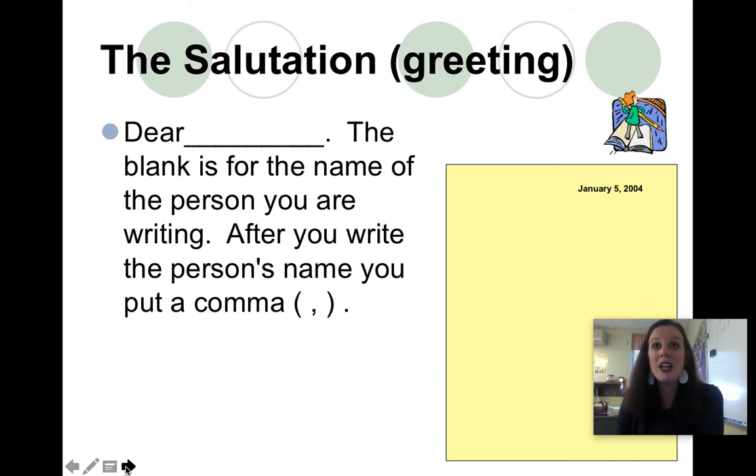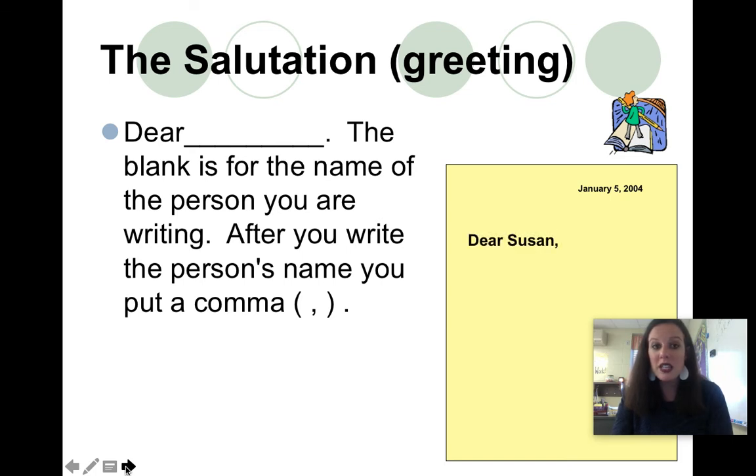Let's look at the next part. Heading, greeting. The greeting is sometimes called the salutation. That's a fancy word that means greeting. Dear blank. The greeting is just who you're writing. The blank is for the name of the person you are writing. After you write a person's name, you put a comma. A comma crawls on the ground. Okay, it looks like a period, but it is not a period. A comma is like a period with a tail. It's not an apostrophe, which starts with an A and hangs in the air. It's a comma. A comma crawls on the ground.